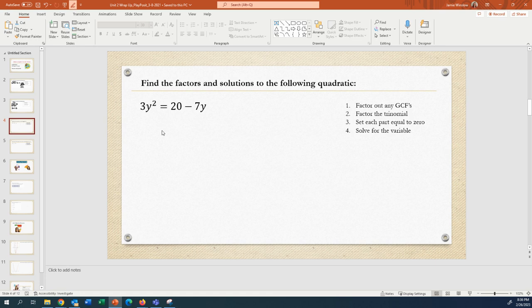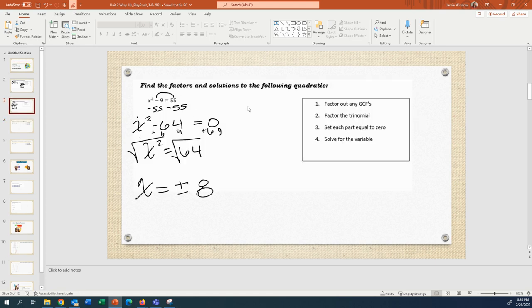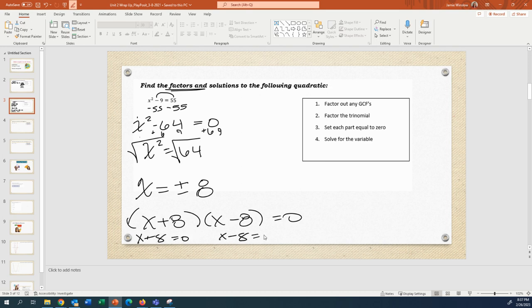All right, let's find the factors and the solutions. Oh, one thing here, find the factors. So that's something we should talk about. This can be written as x plus 8 and x minus 8 equals 0, right? And then you would solve each of these for x, and you get x is negative 8 and x is 8. It's another way to do it.